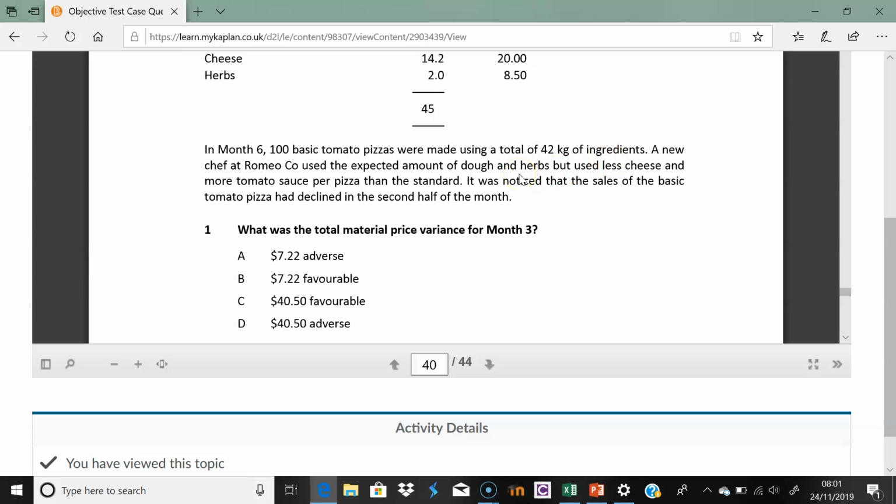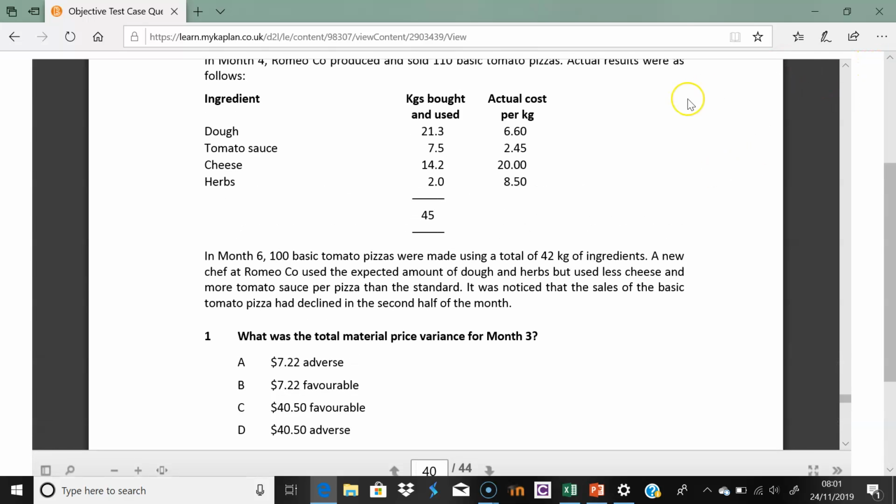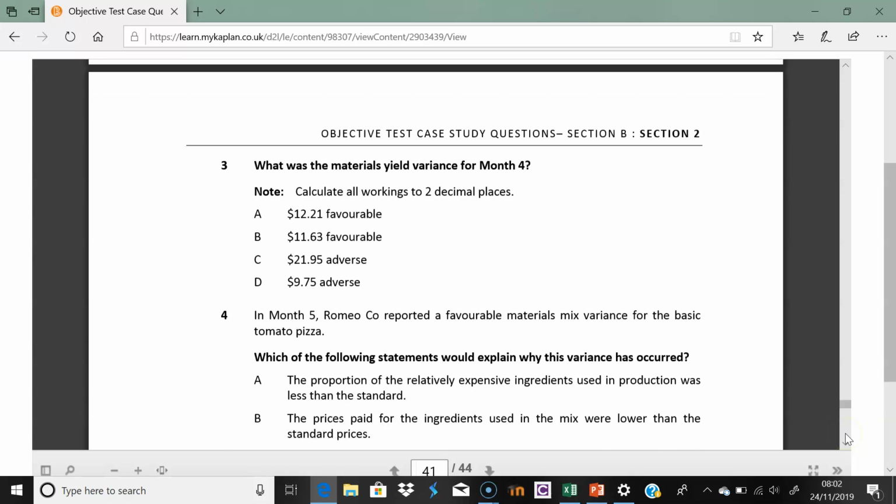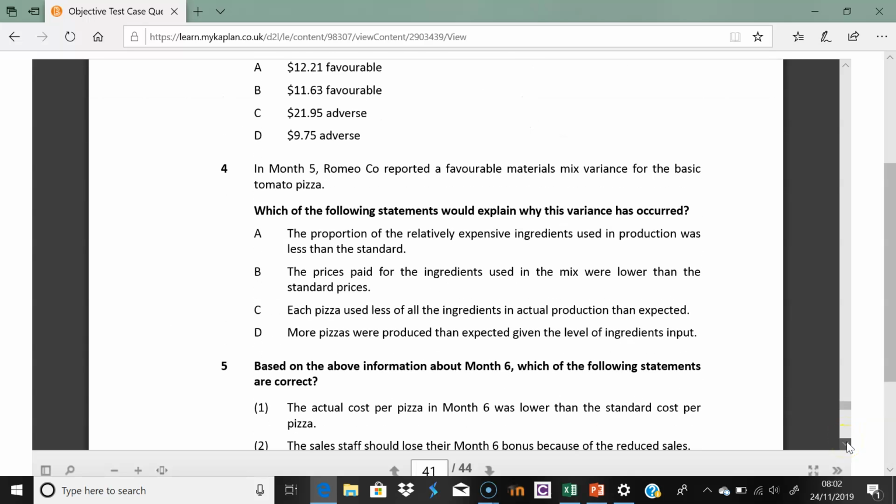So there is no yield variance. Absolutely nothing. He's done exactly what we were expecting him to do. Then it says that in terms of volume he uses the expected amount of dough and herbs, but he uses less cheese. And look at cheese, cheese is pretty expensive, it is the most expensive thing there. He uses less cheese and more tomato sauce. And suddenly we notice that the sales have declined in the second half of the month. So this is very much a volume issue.